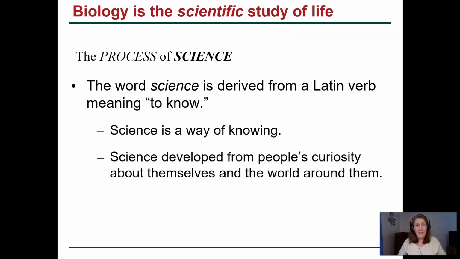So our next question on the study guide asks, what does the term science mean in Latin? The word science is derived from a Latin verb meaning to know. So science is a way of knowing. There are other ways to know about the world. We can have artistic ways, we can have spiritual ways, we can have philosophical ways.